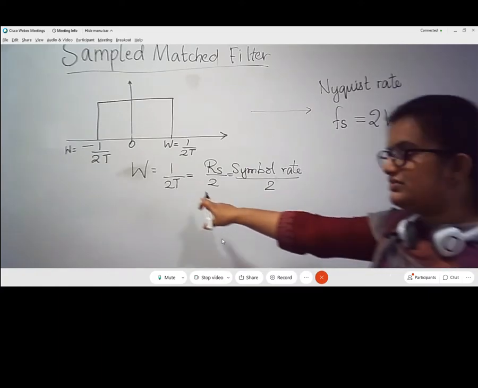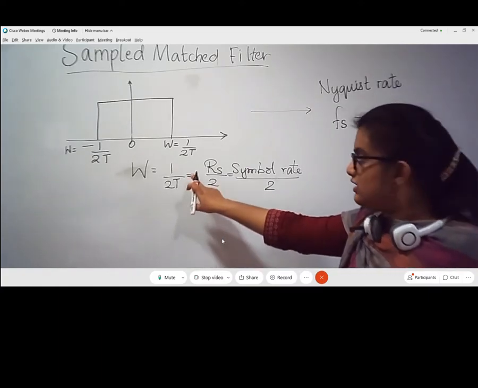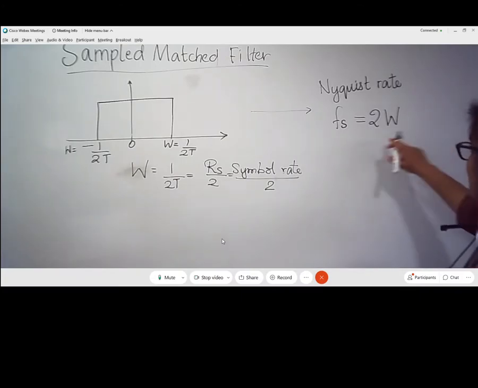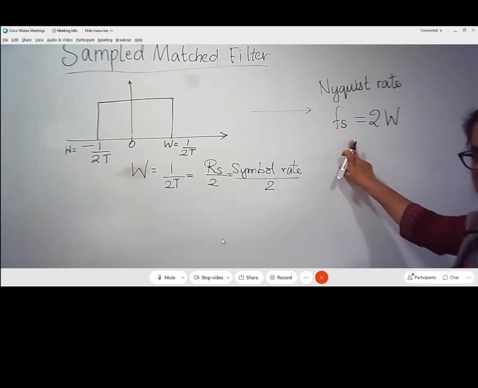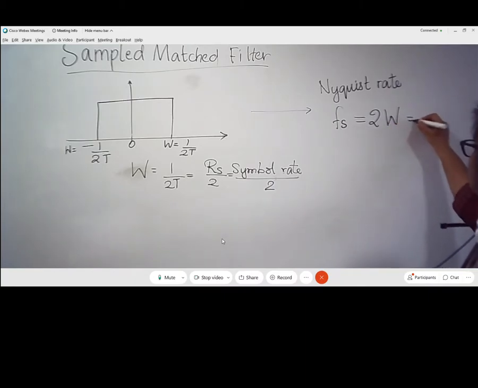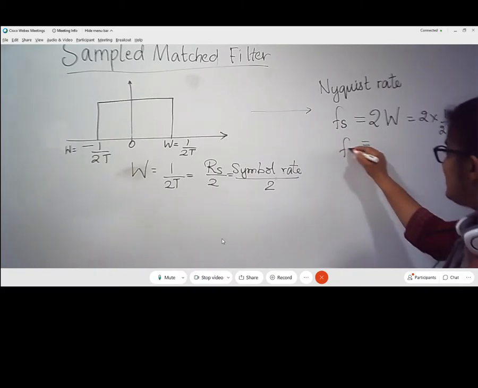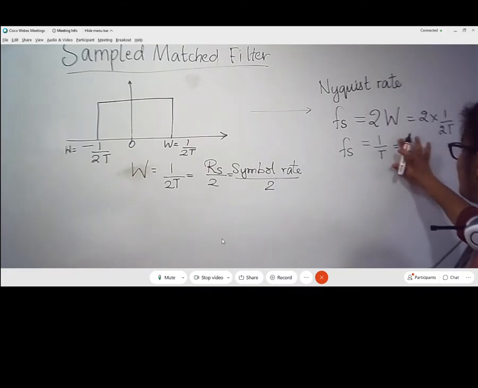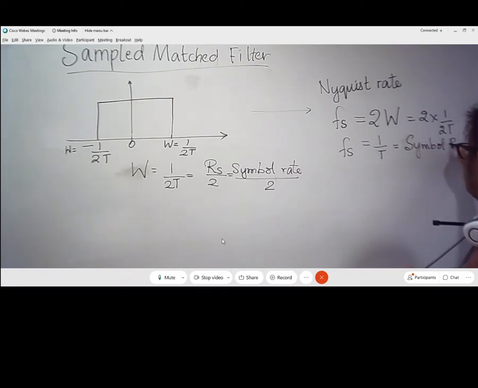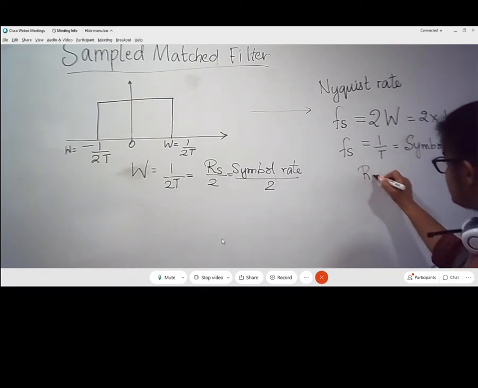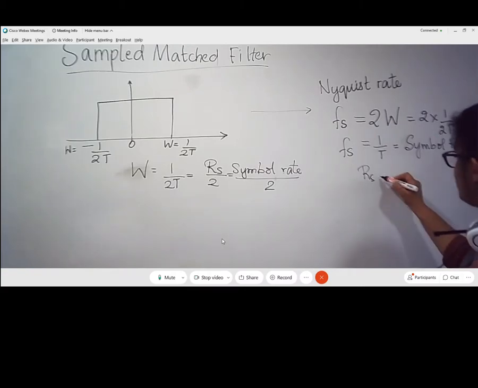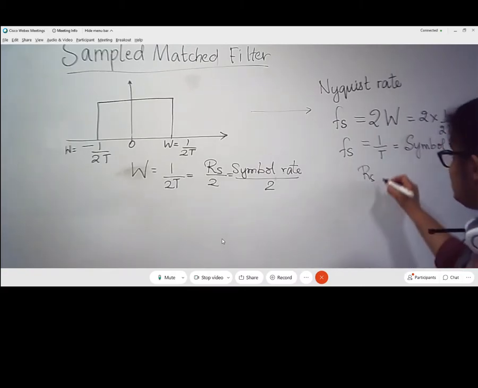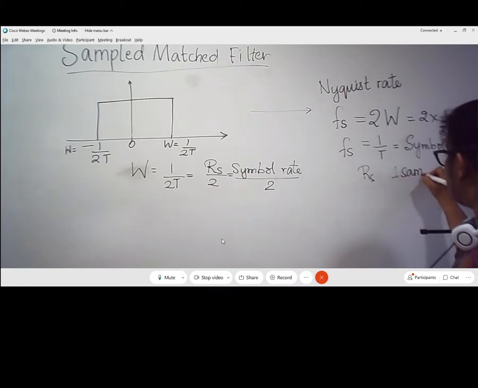So now the bandwidth that is occupied by this symbol is W, and Fs, the sampling rate, the minimum sampling rate required should be at least equal to twice W, which means it is 2 into 1 over 2Ts, which means the minimum sampling rate required is 1 over T, which is equal to the symbol rate. What does this mean? In order to detect Rs number of symbols, I need at least one sample per symbol.